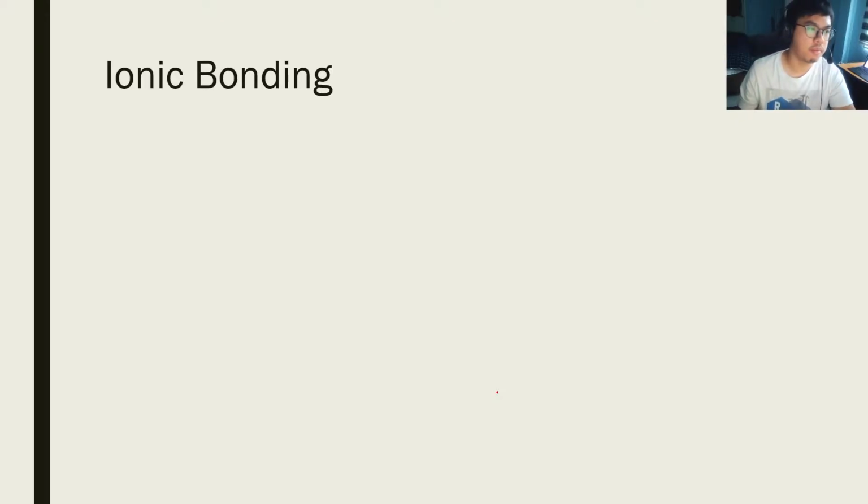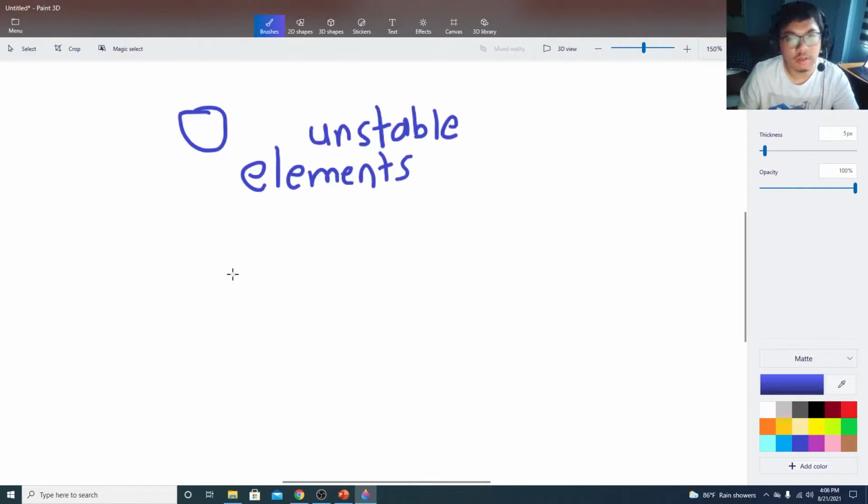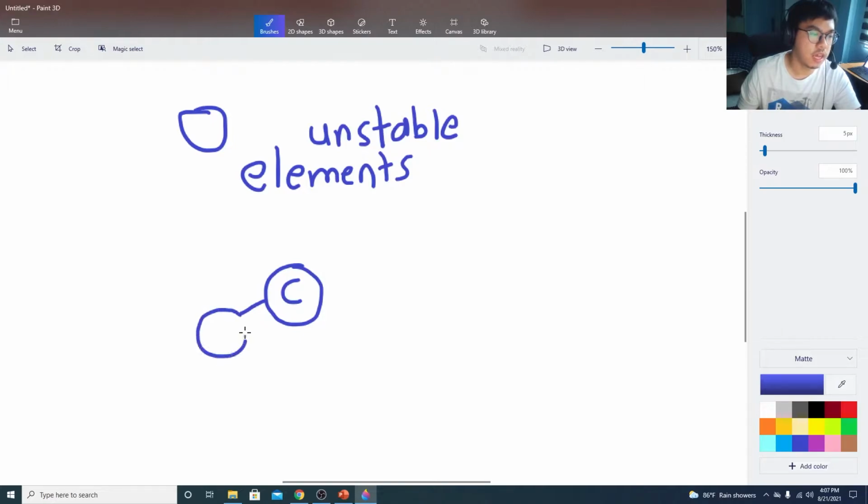Before I talk about ions, let me just talk a bit about ionic bonding. Most elements in this world are unstable. In order for them to become stable, they need to join up with another element or another atom. For example, carbon on its own is unstable. Remember, when we say unstable, that means they don't have a full electronic shell and they want to have a full shell. In order for them to do that, they form bonds with other elements.